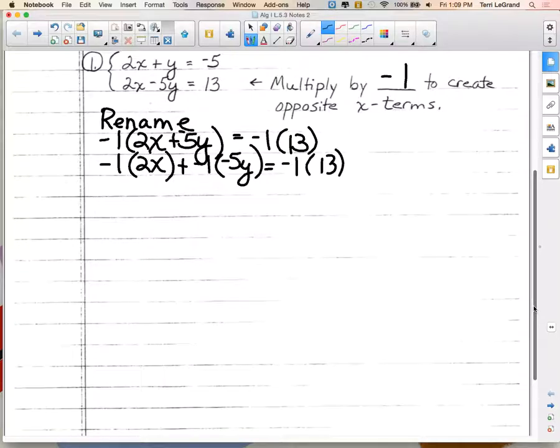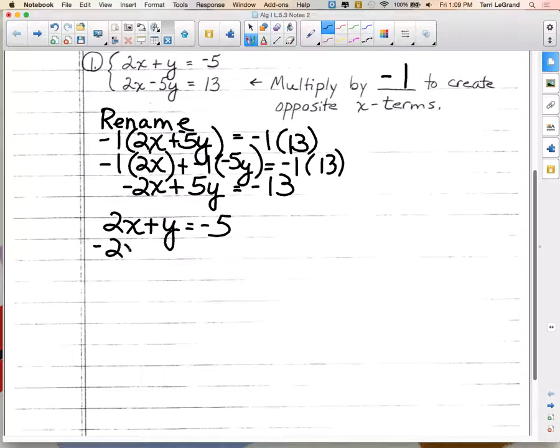So what's this equation's new name? Negative 2x plus 5y equals negative 13. Now it is ready to be added. So here's our first equation, and our newly named second equation.